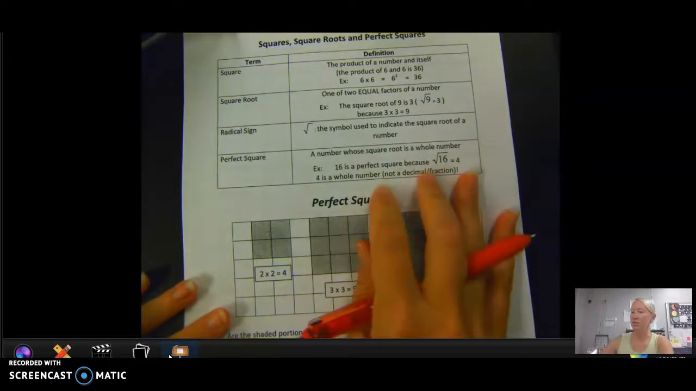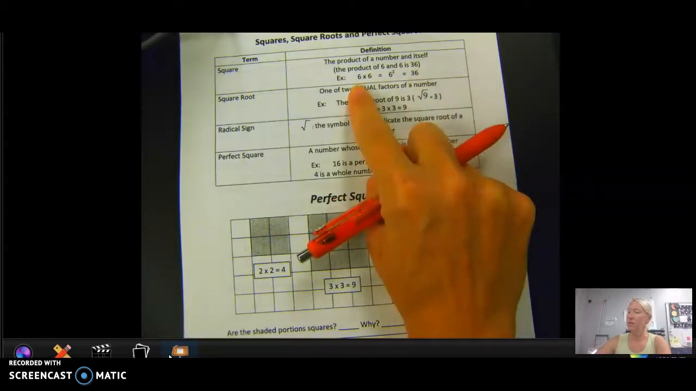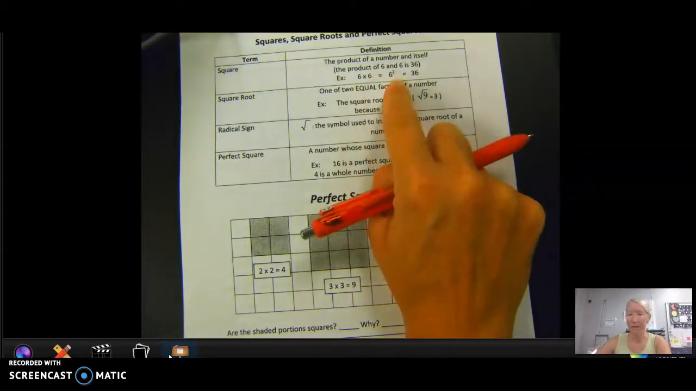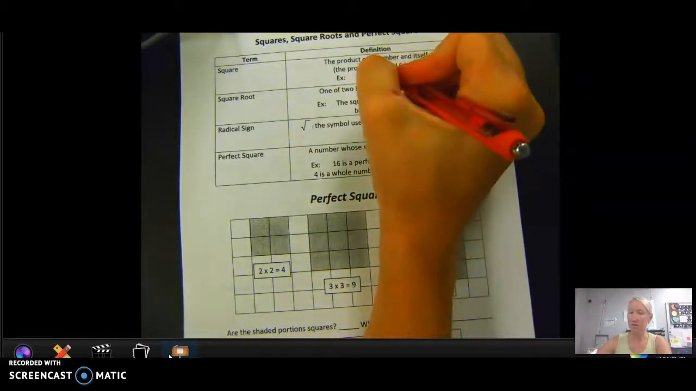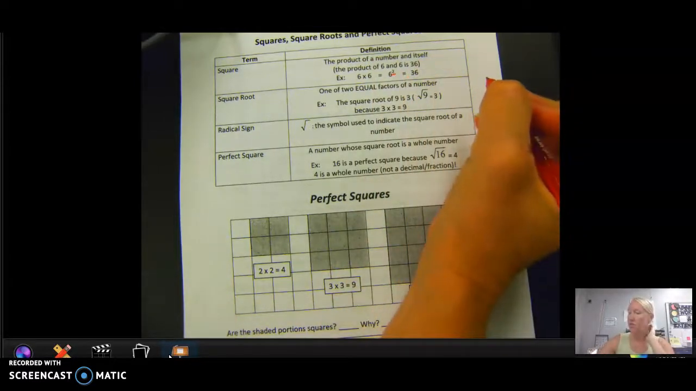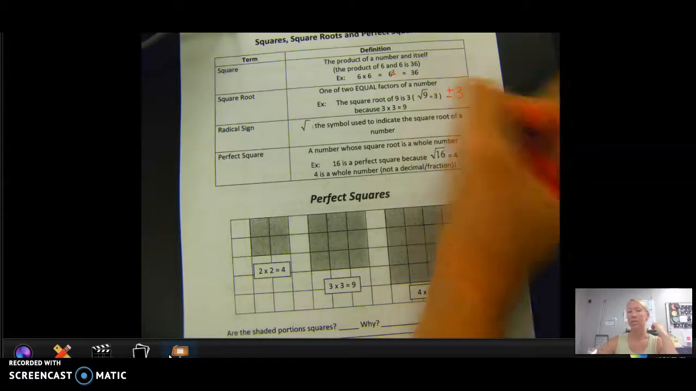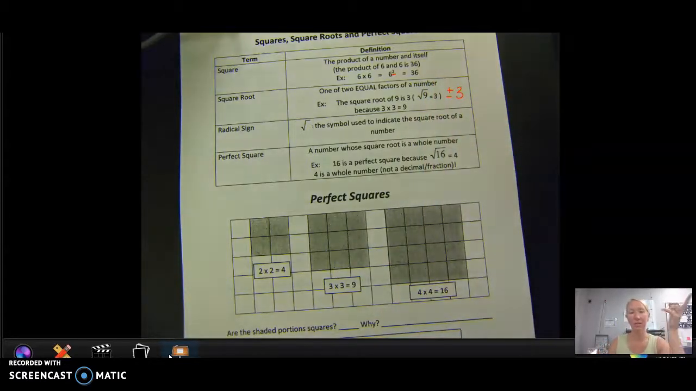Some definitions that you need to know: a square is the product of a number and itself. So 6 squared equals 36. That little 2 we call squared. A square root is one of 2 equal factors of the number. So the square root of 9 is 3. Actually, the square root of 9 would be positive and negative 3, because negative times negative equals a positive. So a negative 3 times a negative 3 equals a positive 9, and a positive 3 times a positive 3 equals a positive 9 also.